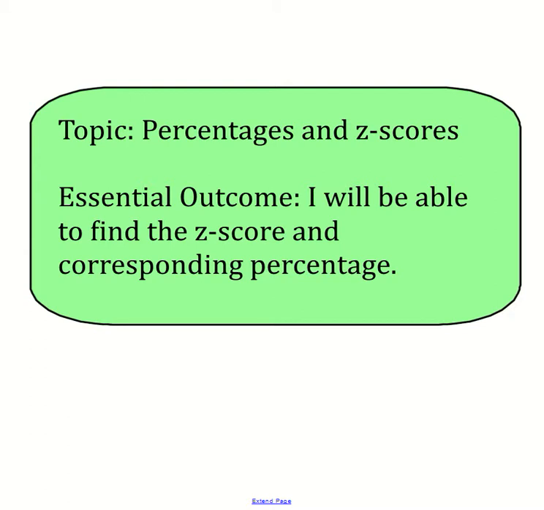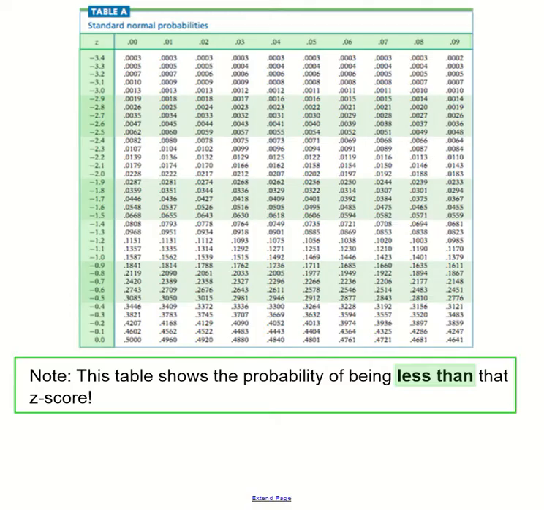Lesson 6 of Chapter 3 of Probability and Statistics. Our topic today is percentages and z-scores. The essential outcome is that you'll be able to find the z-score and the corresponding percentage. So what we're going to deal with today are the standard normal probabilities of different values.